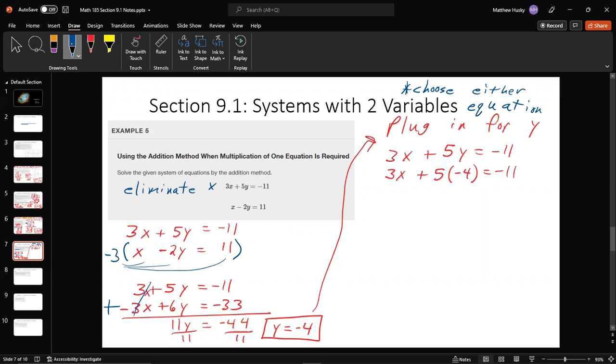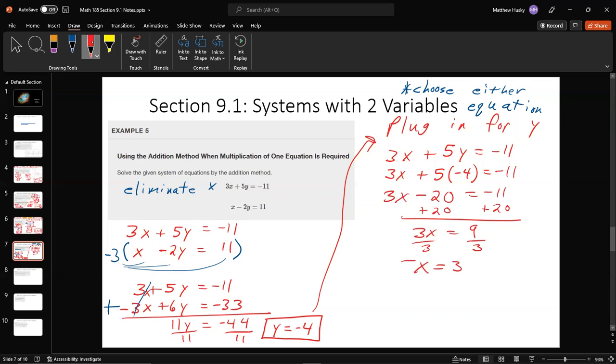There's nothing that says I had to put it in the top equation. You could just as easily put it in the bottom one. Doesn't make much difference. So what do we got? We got 3x, and then what is 5 times negative 4? That is negative 20. And that is equal to negative 11. You would then add 20 since you are subtracting 20. That gives you 3x equals 9. Divide by 3, and you get x is equal to 3.